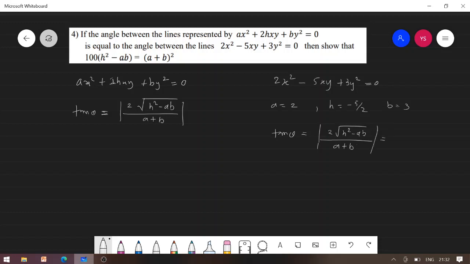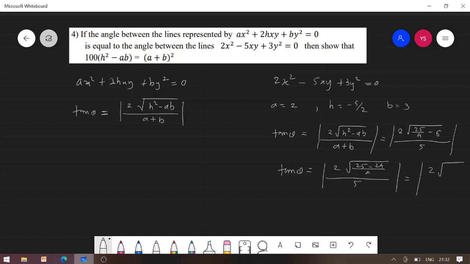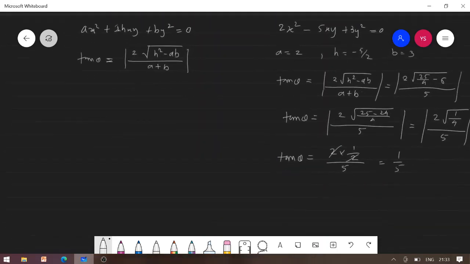Replace h, a and b by their values, we get 2 times root of h² which is 25/4 minus 3 twos are 6, whole divided by a plus b which is 5. So we get tan θ equal to 2 times root of 25 minus 24, 6 fours are 24, divided by 4, whole divided by 5. So 2 times root of 25 minus 24 becomes 1/4 within the square root, whole divided by 5. So tan θ equals 2 times 1/2 whole divided by 5. So we have tan θ equal to 1/5.